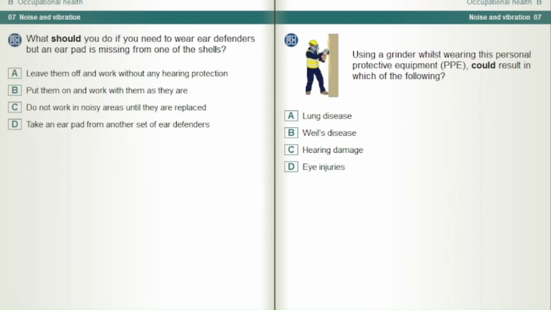Using a grinder whilst wearing this personal protective equipment, PPE, could result in which of the following? Lung disease, Weil's disease, hearing damage, eye injuries.